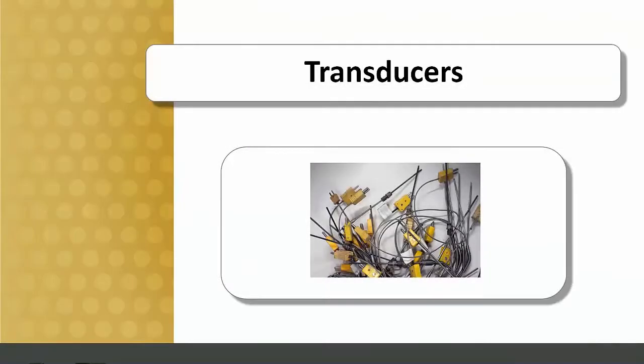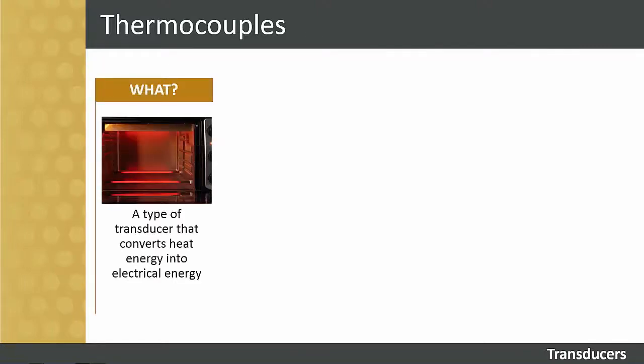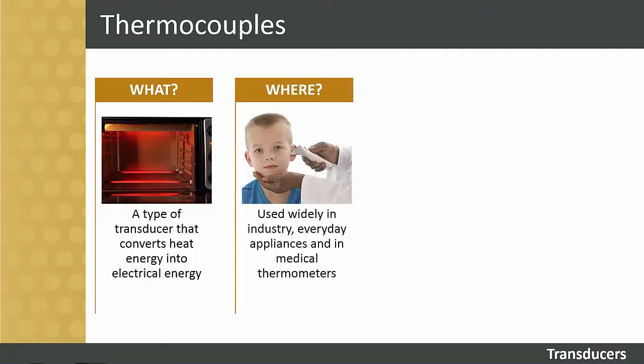A transducer is a device that converts one type of energy into another. An example of a transducer is a sensor that measures a physical quantity and converts it into a signal that can be read by an observer or by an instrument. A thermocouple is a particular type of transducer that converts heat energy into electrical energy. It is therefore extremely useful for monitoring changes in temperature. Thermocouples are widely used in industry and elsewhere in everyday appliances, such as ovens and toasters or medical thermometers.